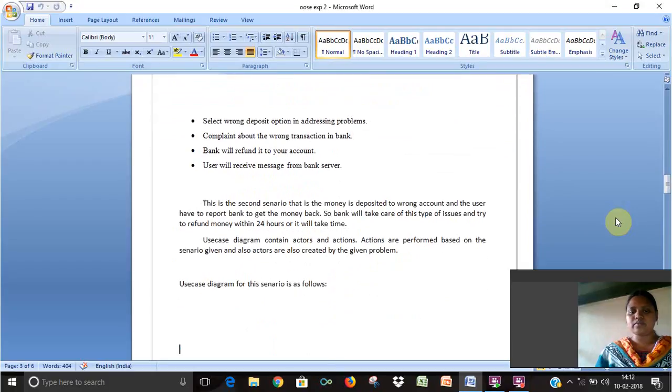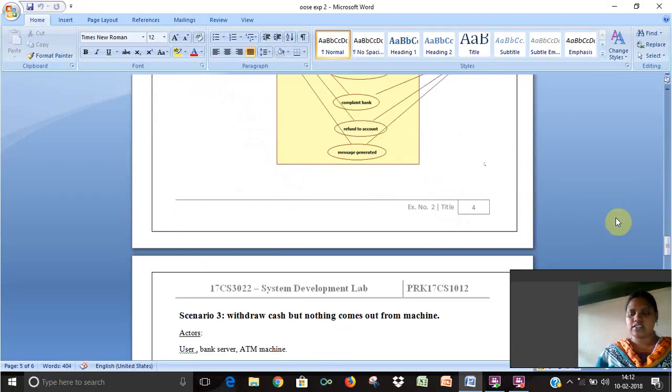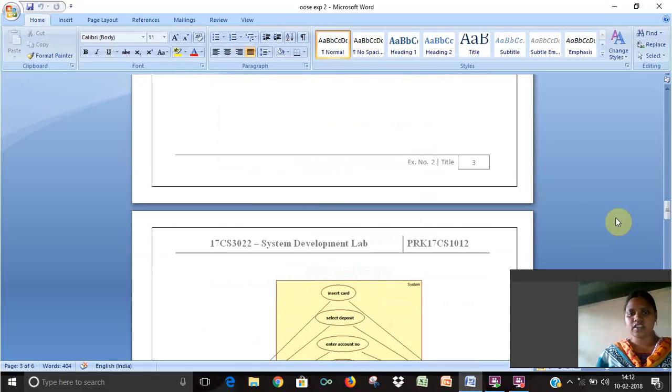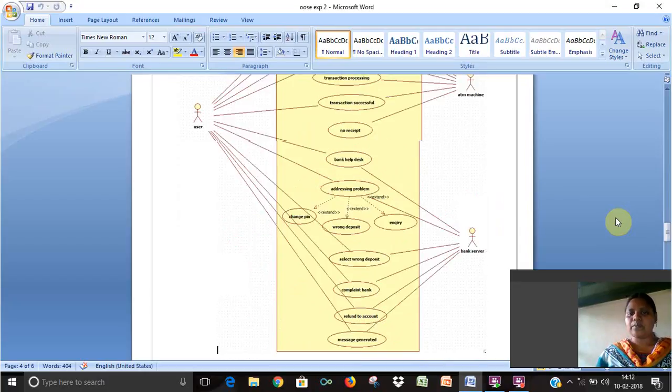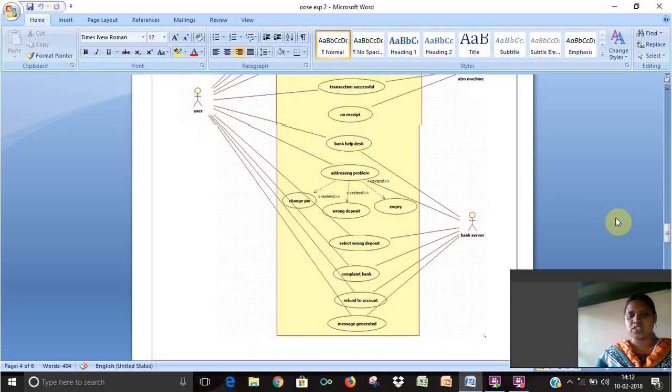This is the diagram for the second scenario. First we will insert card and then select deposit, and then we will enter account number, and then enter amount. The transaction will be processing, the transaction will be successful, but we don't get a receipt. So we will ask the bank server for the bank help desk, and we will address the problem like wrong deposit, and we will complain to the bank about that wrong transaction, so the bank may refund the money. If it refunds, it will generate a message.